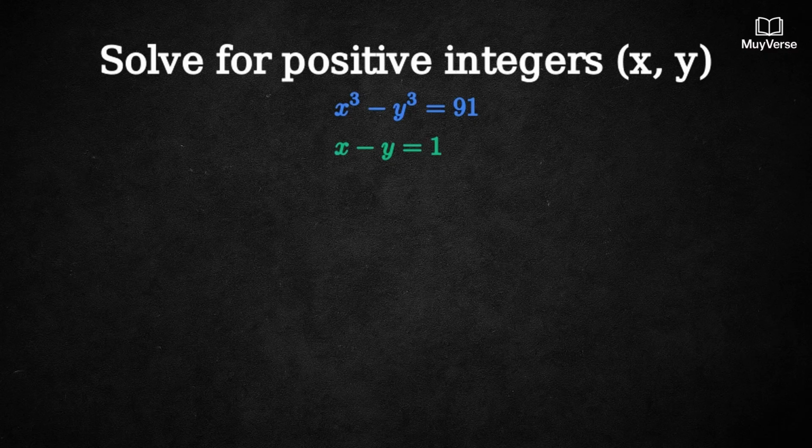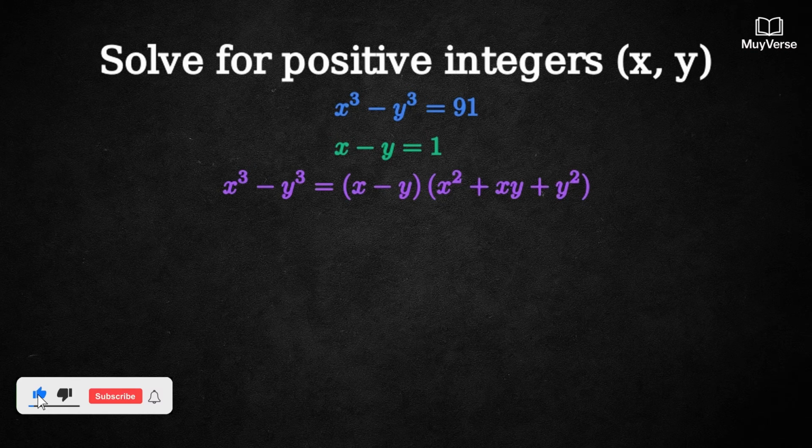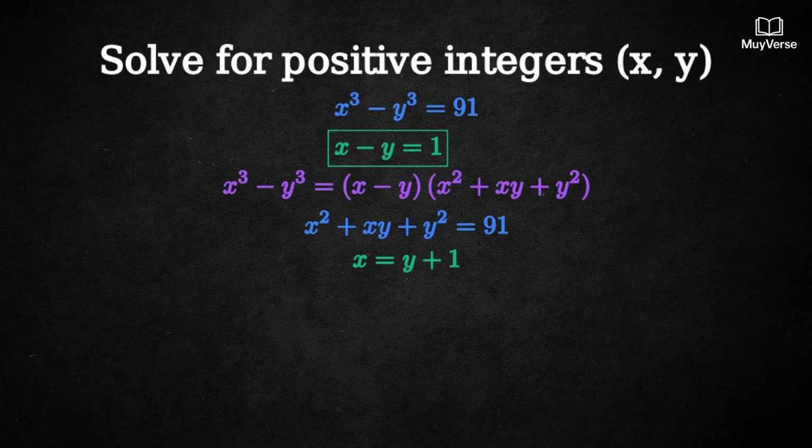Recall the factorization of a difference of cubes. x cubed minus y cubed equals (x minus y) times (x squared plus xy plus y squared). Because x minus y equals 1, the first equation becomes x squared plus xy plus y squared equals 91. From x minus y equals 1, we have x equals y plus 1.